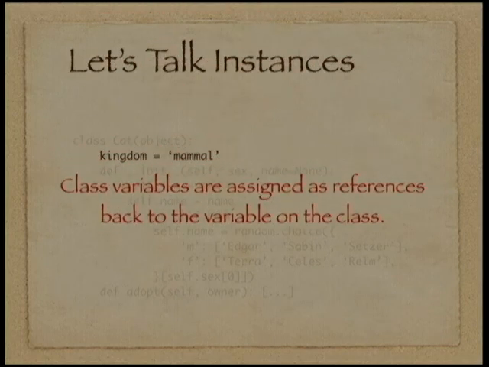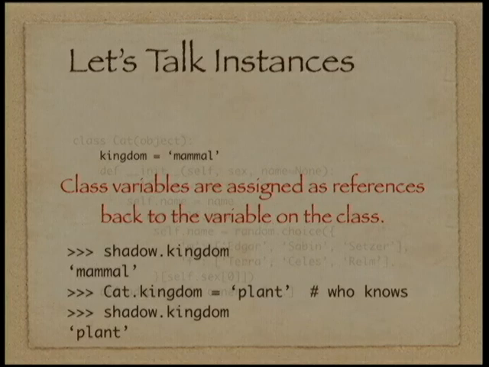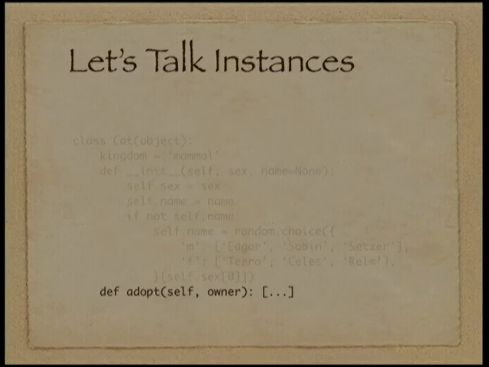These class variables are a reference back to the class. If you alter the kingdom of any cat, it would alter it for all of them. So if you go and assign cat.kingdom to plant, then it will affect shadow.kingdom. I don't know why in the world you would decide that your cat was a plant, but maybe you're strange.